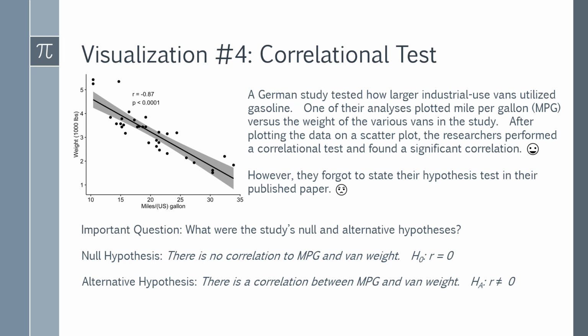And in this case, it is clear to see as the weight of the van increases, miles per gallon does decrease. So there is a correlation there, a negative correlation. As one increases, the other decreases.